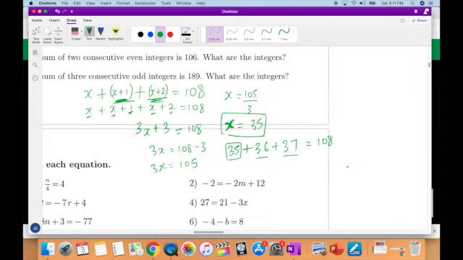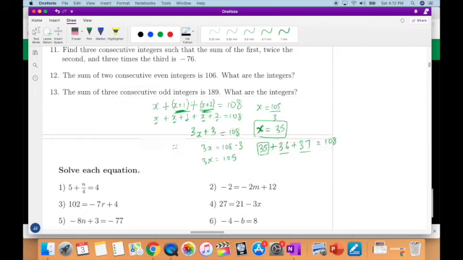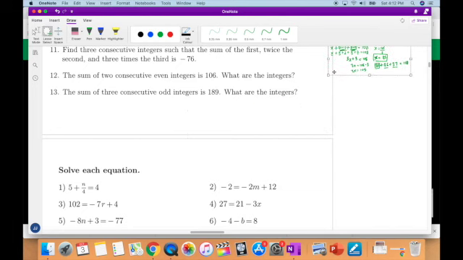You understand, Caitlin? You sure? All right. Did you know how to do this consecutive number thing before? No. So you were using x, y, and z.